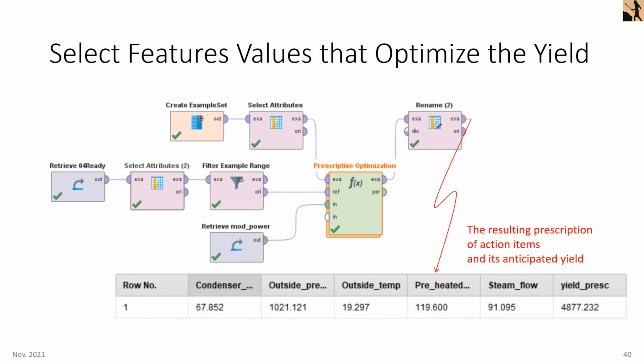So at the end, you can see that the output will be some of the readings, and some of them are what we are looking for. These are the controllable parameter values, but others are like the outside temperature or the outside pressure, right? And then at the end, of course, is the optimized yield.